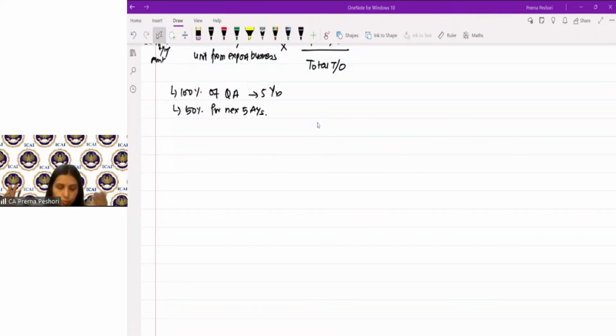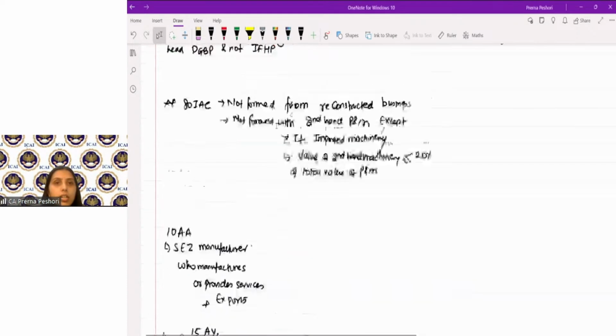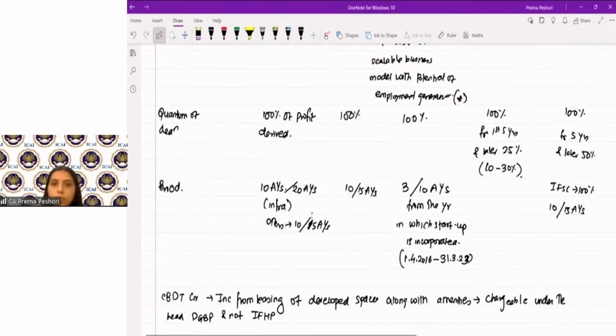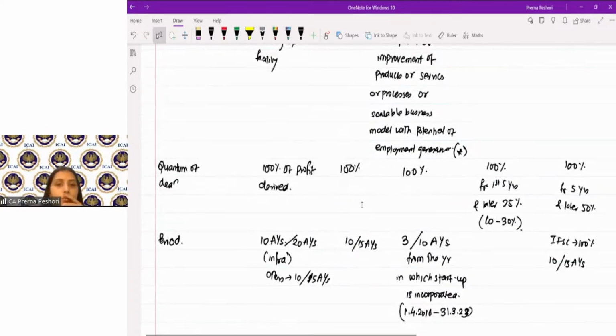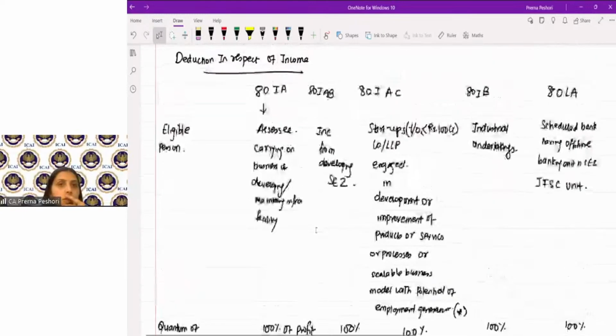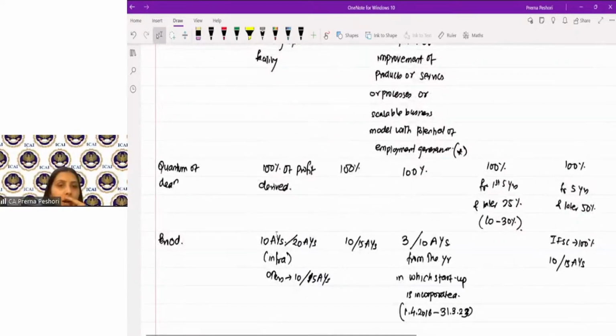15 out of 20 AYs. 20 AYs which are there, in respect of which you are asking, basically, Kaushiki, I think, for this one. This one, it's 3 out of 10, 10 out of 15. Where is it written? 15 out of 20 AYs. Which one you're asking, Kaushiki? I didn't understand. So this is 80IA, which is available for 20 AYs and 10 AYs and 20 AYs for the infrastructure project. And for others, it is 10 out of 15 AYs.